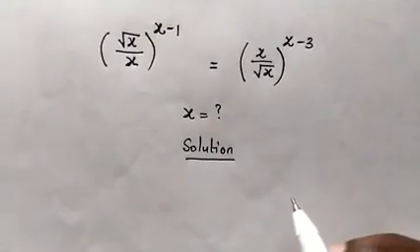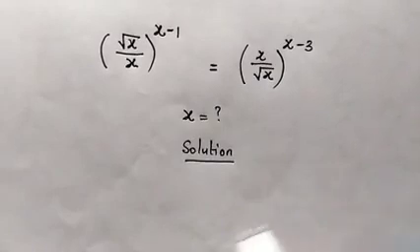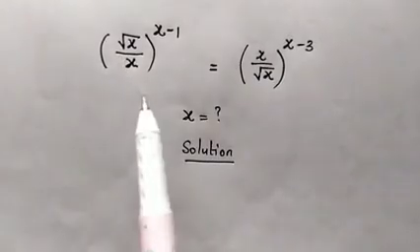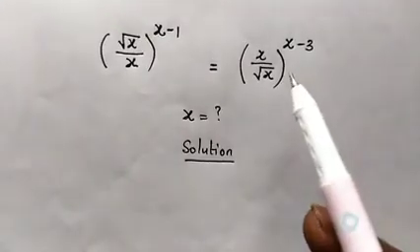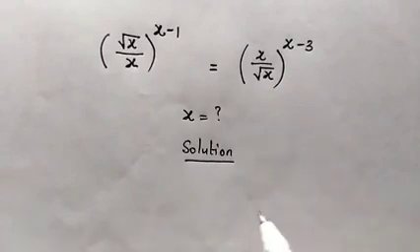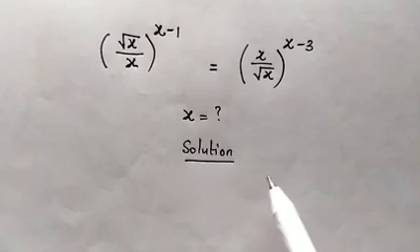Today we have this interesting Olympiad mathematics problem. We're given that (root x all over x) whole raised to the power of x minus 1 is equal to (x all over root x) whole raised to the power of x minus 3. So in this video, we're going to solve for all possible real values of x that will satisfy this equation.